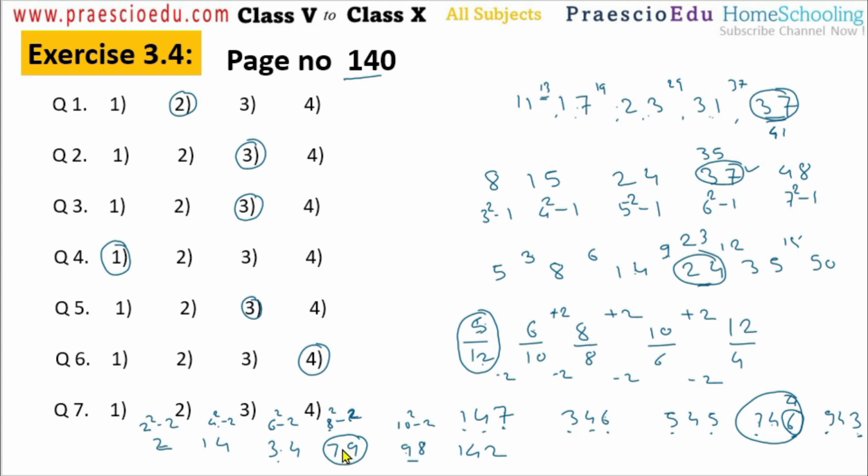So 79 is a different one, and this is given in option number 2. So for question number 7, option number 2 is the correct answer.